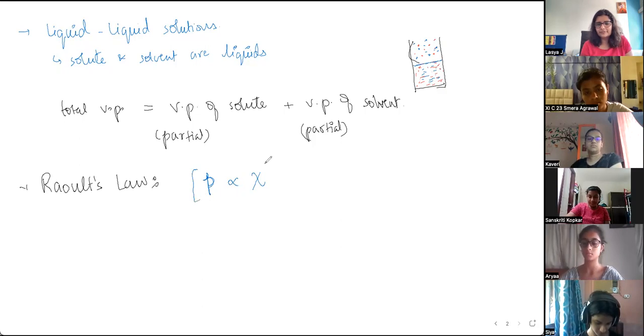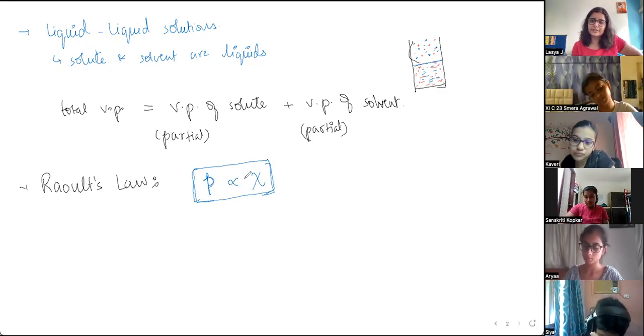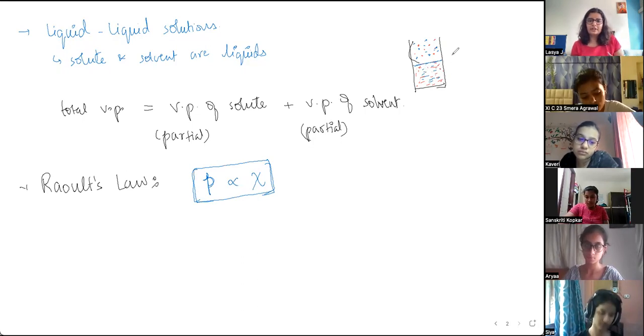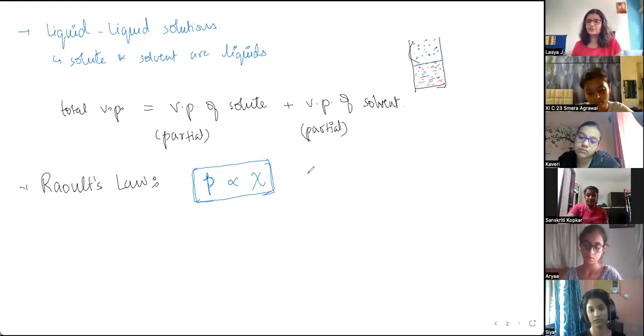Okay, this is the statement given by Raoult. This is Raoult's law. Basically, when you have two liquids mixed in solution, the partial vapor pressure of a given component is directly proportional to its mole fraction. So what he's saying is, the more of a component you mix, the more its partial vapor pressure will be. That makes sense. If you have more of a substance, more of it is going to evaporate, so its partial pressure is also going to be more.